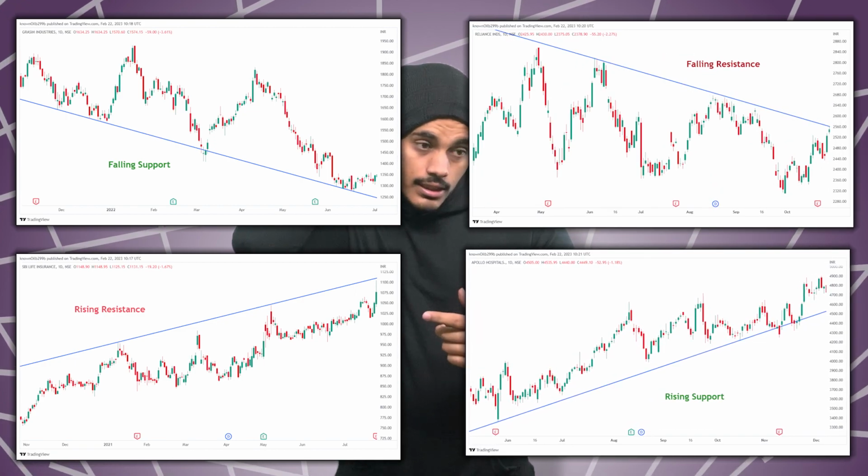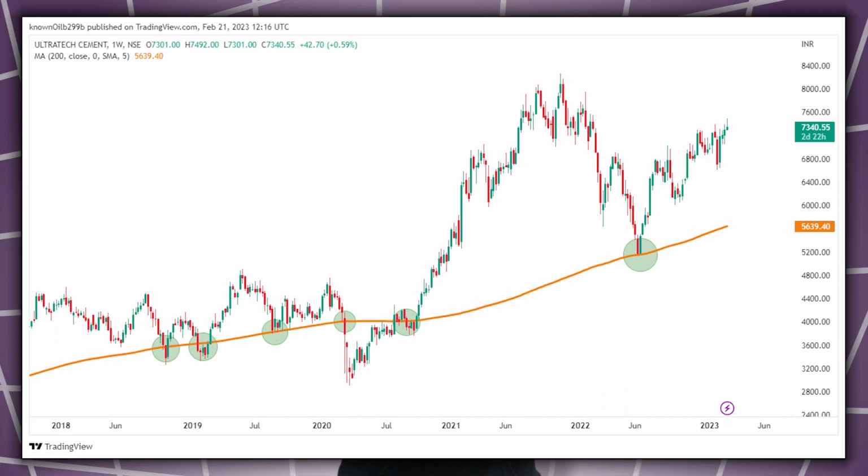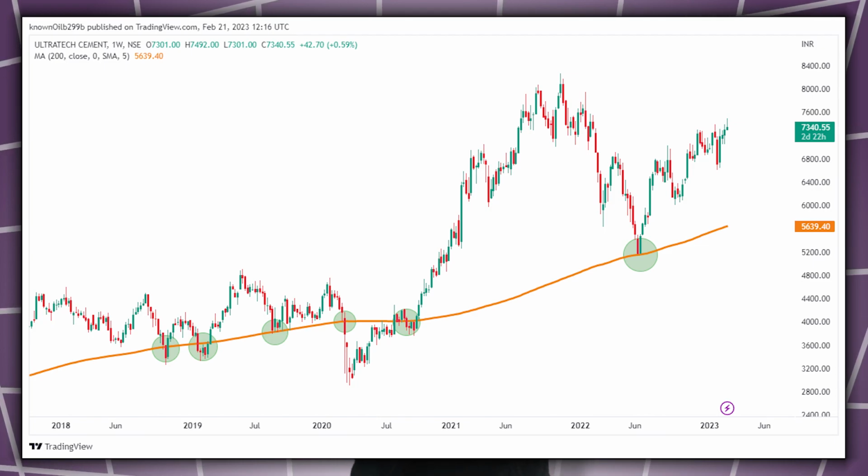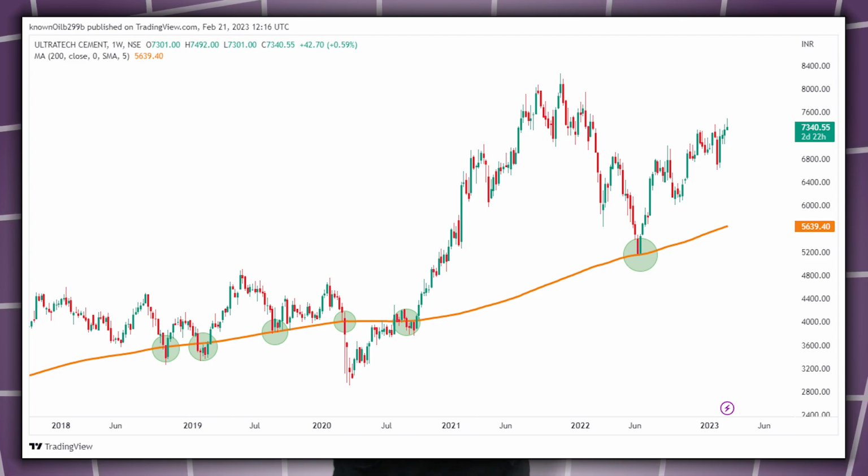Now, there's also a concept of dynamic support and resistance. When moving averages are used as support and resistance, it becomes dynamic support and resistance because moving averages are derived from the price itself. So it will keep shifting or moving. Hence the dynamic nature of the support and resistance. Dynamic support happens to occur in an uptrend and dynamic resistance happens to occur in a downtrend.